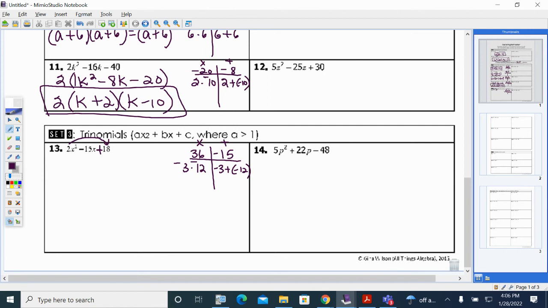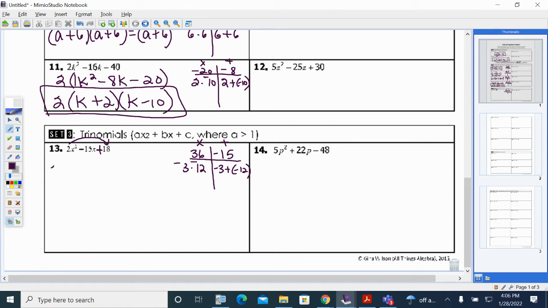It may not be how you were taught in Algebra 1. If you remember how you were taught in Algebra 1, by all means, you can use that method. Here's how I usually teach factoring a trinomial with a leading coefficient.